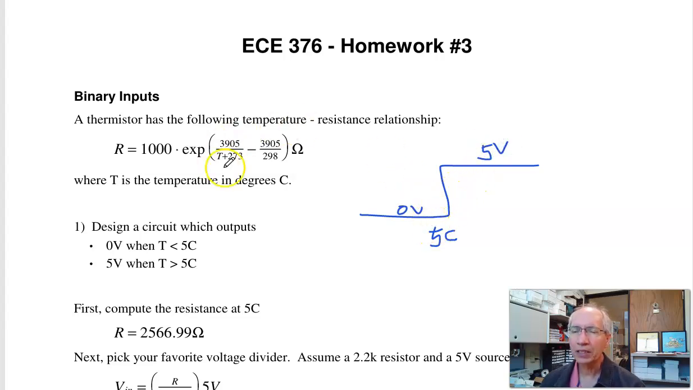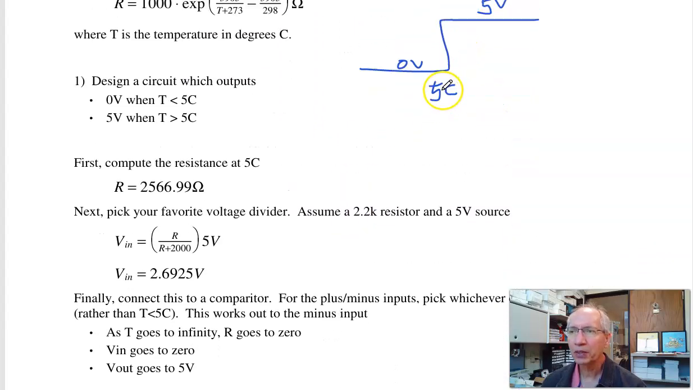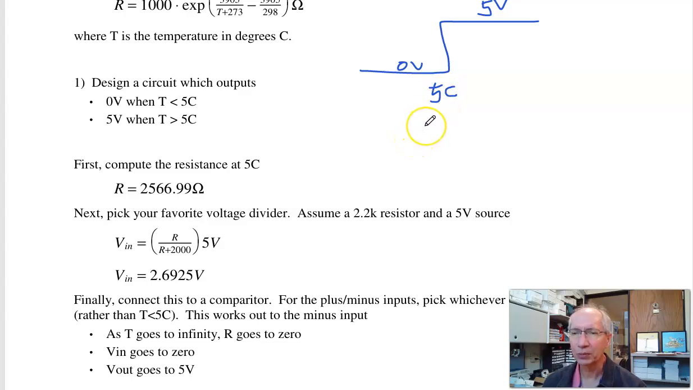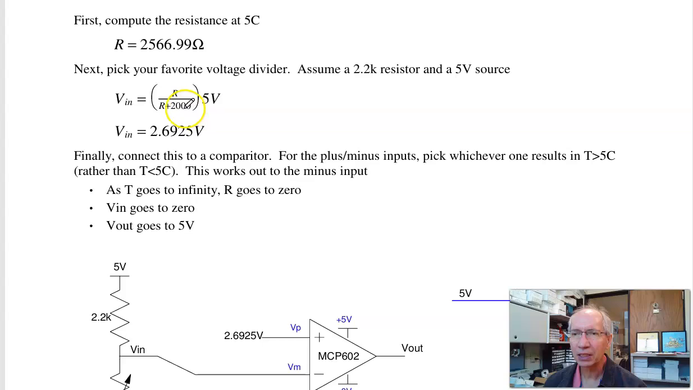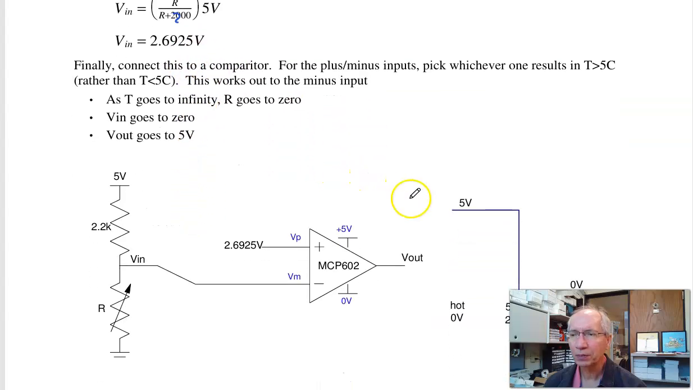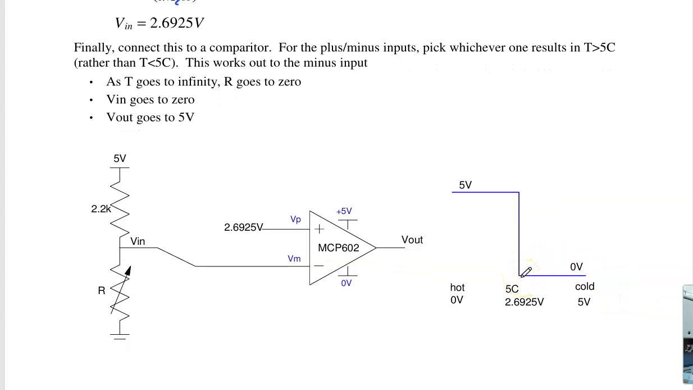The trick to do that is, first, for the thermistor, find the resistance at 5 Celsius. That turns out to be 2566.99 ohms. A PIC can't read resistance, but it can read voltage. So let's convert resistance to voltage using a voltage divider. Somewhat arbitrarily, I'm going to use a 2.2K resistor. So there's your R over R plus 2200 times 5 volts. This is 2.69 volts. So what I want to do is switch at 5C, which corresponds to 2.69 volts.